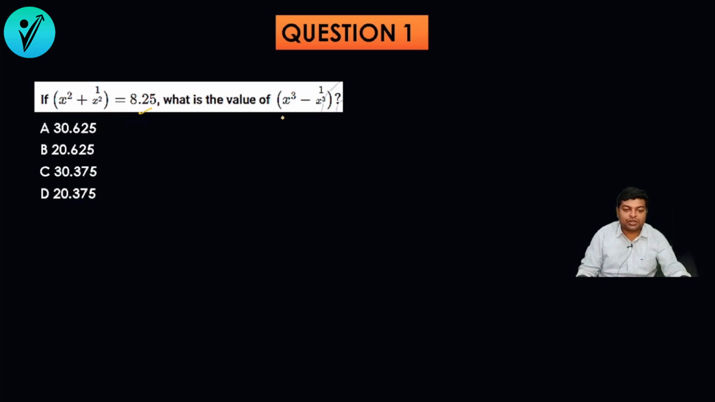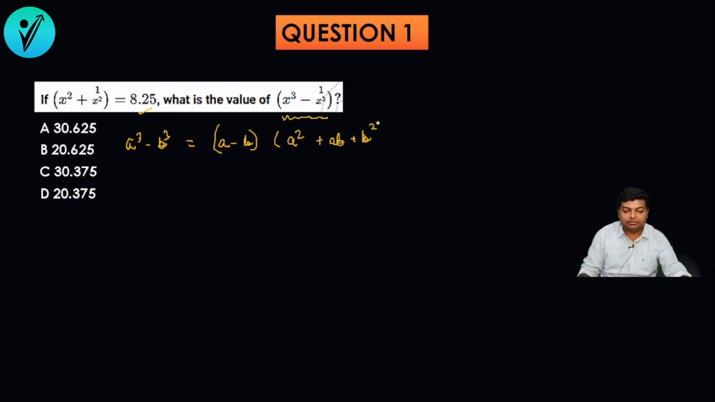As soon as I saw this expression, x cube minus 1 upon x cube, what struck my mind is that it's simply the identity of a cube minus b cube. So what is a cube minus b cube? It is (a minus b) into (a square plus ab plus b square).